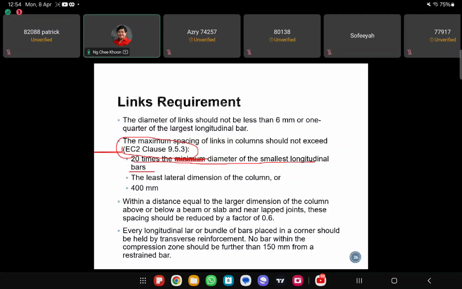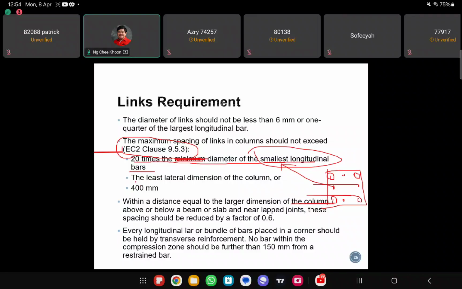Okay, so just cross out the minimum, right? We just have to mention that it's 20 times the diameter of the smallest longitudinal bar. As I mentioned just now, we have a larger diameter bar and a smaller diameter bar, so the smaller diameter bar should be used in this calculation of 20 times.